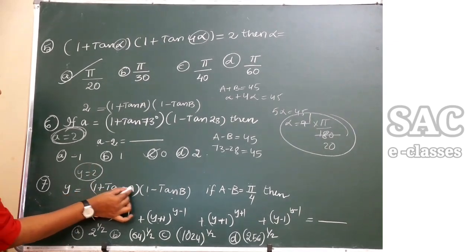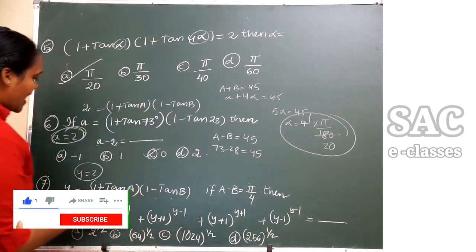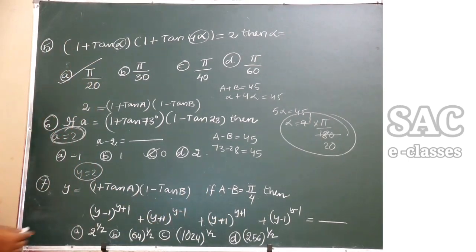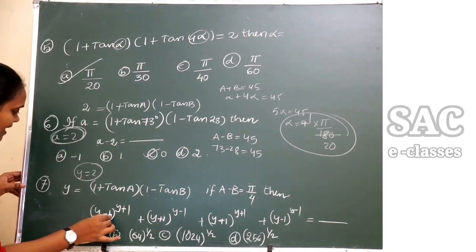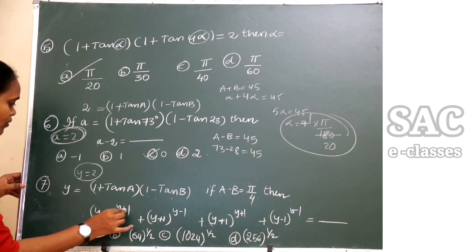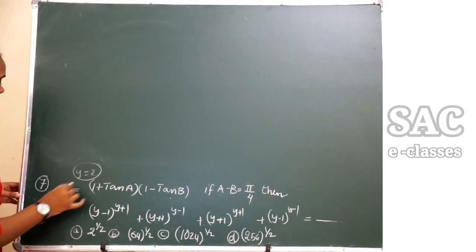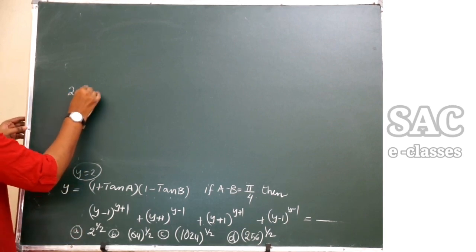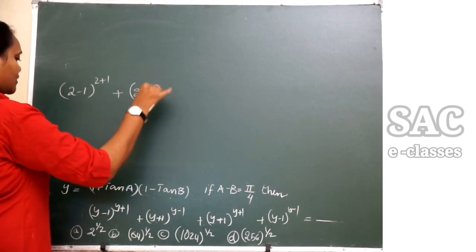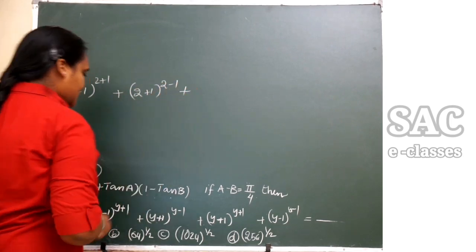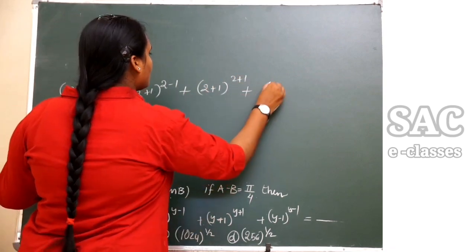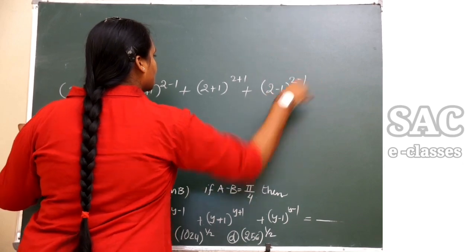Reason: 1 plus tan A into 1 minus tan B value will be 2 whenever their difference is 45 degrees. So y value is 2, meaning (y minus 1) whole power (y plus 1), that means (2 minus 1) whole power (2 plus 1). We know that y value is 2. Now they are asking (2 minus 1) whole power (2 plus 1) plus (2 plus 1) whole power (2 minus 1) plus (2 plus 1) whole power (2 plus 1) plus (2 minus 1) whole power (2 minus 1).